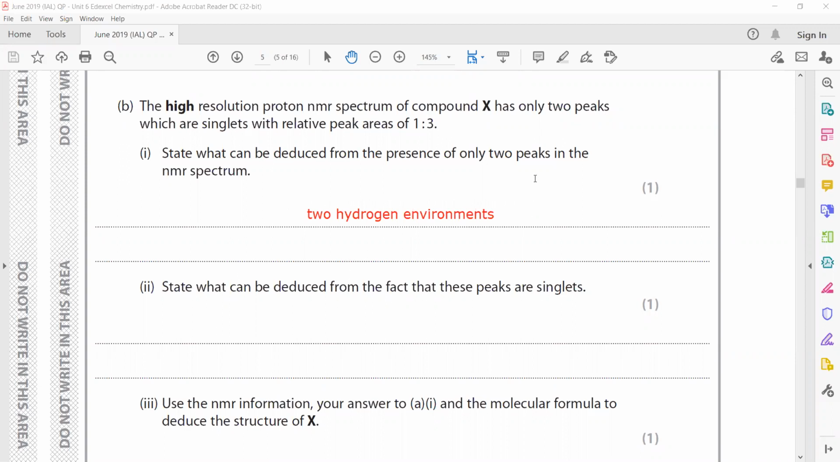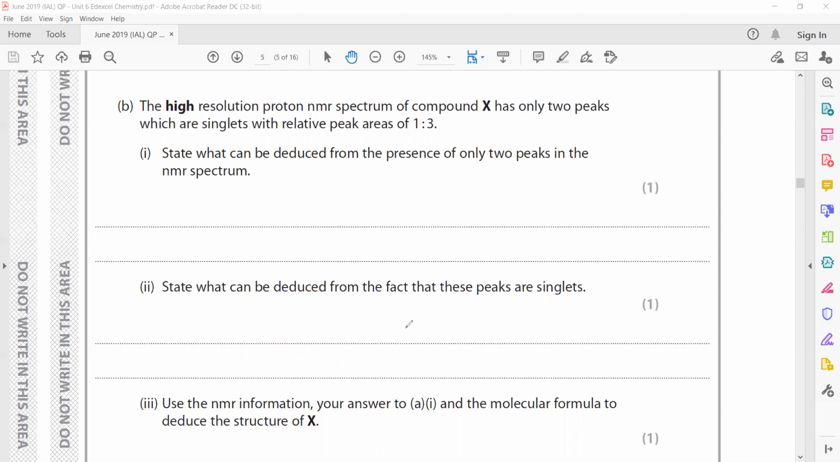State what can be deduced from the fact that these peaks are singlets. For example, if I have CH3, and next to that is C double bonded with O, and then CH3. This is not the structure of X, I'm just giving an example. If this is the environment, there are no neighboring hydrogens or protons. So I will get a singlet, because the splitting pattern depends on n plus 1. If the neighbor has zero hydrogens, then the peak will be a singlet.